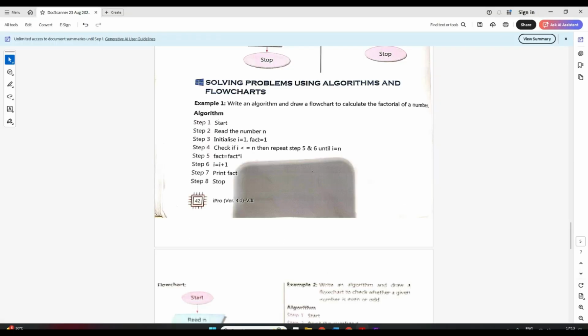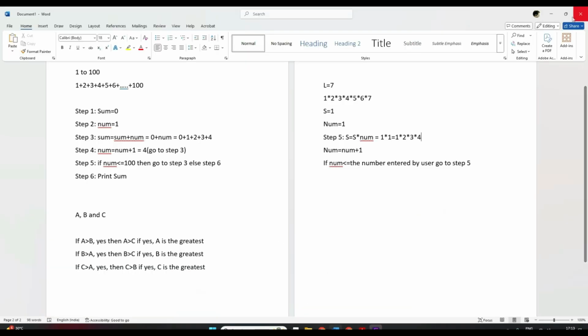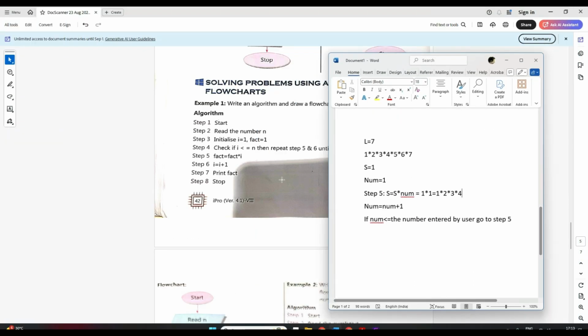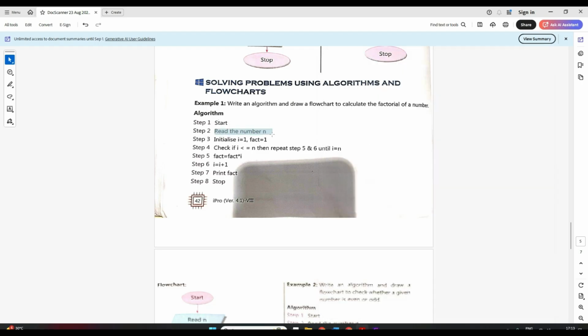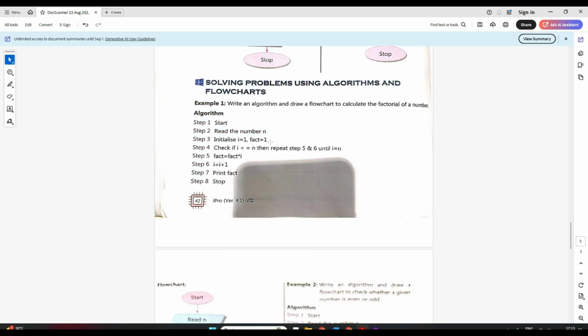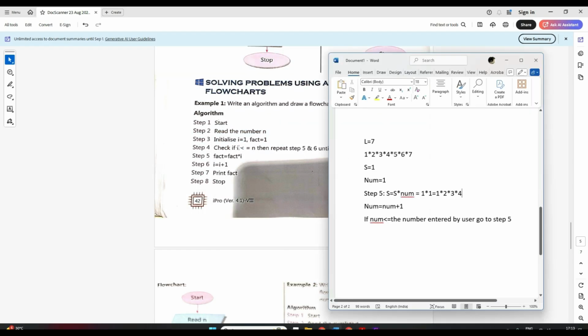Now let's see here how it has been written. Let me put this also. Okay, so see my programming. Here, start, step 1 algorithm: step 1 start, then step 2 read the number, then you initialize I is equal to 1, fact is equal to 1. So here their I is my num and their fact is my s. Any variable you can take, that doesn't matter, right?